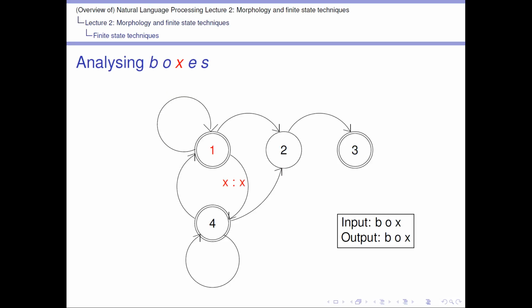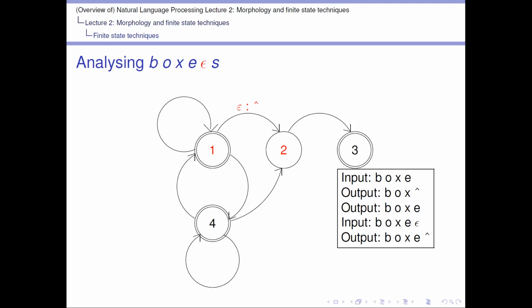Okay, so we take the X. We're now in state 4. And the input and output at this point have just stayed the same. Each time we've transitioned, we've just output the same thing as we input. Now that we're in state 4, there were two options. On seeing the E, we could either go back to state 1, or we could go to state 2, having output this little affix stem. So we'll do both of those and keep track of that.